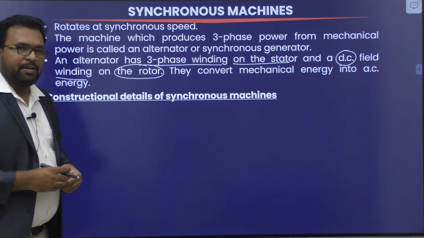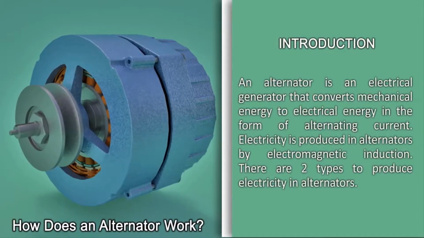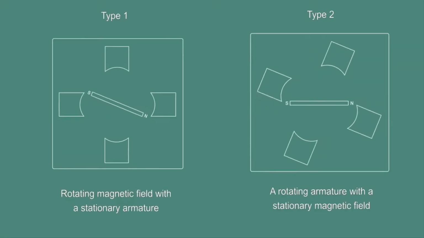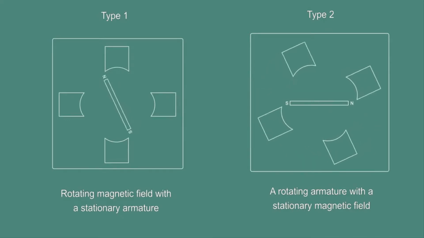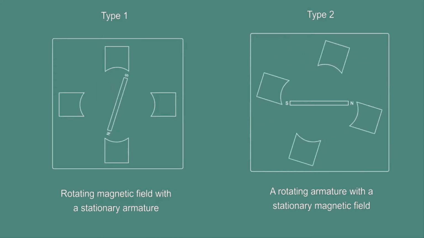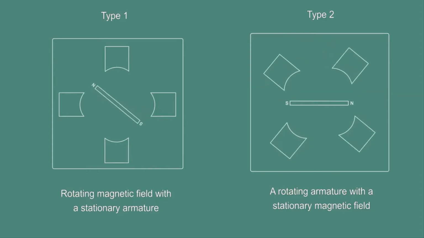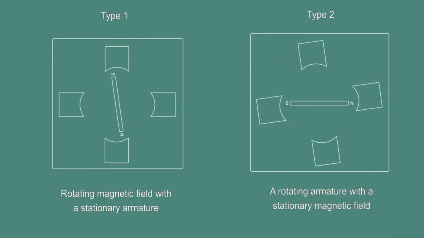Let us discuss the constructional details of synchronous machines. An alternator is an electrical generator that converts mechanical energy to electrical energy in the form of alternating current. Electricity is produced in alternators by electromagnetic induction. There are two types. Type 1, a rotating magnetic field with a stationary armature. Type 2, a rotating armature with a stationary magnetic field. Most alternators use a rotating magnetic field with a stationary armature.